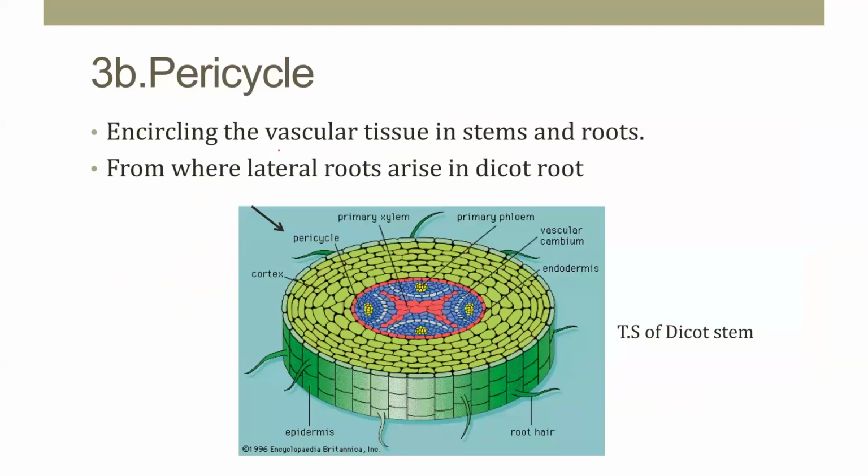The pericycle encircles the vascular tissue in the stem and roots, and from the pericycle the lateral roots develop in the dicot root. The cortex is followed by the endodermis. The endodermis is a single layer made up of parenchymatous cells, and they store albuminous starch. Next is the pericycle, which encircles the vascular tissues in the stem and roots. The main function of this pericycle is that lateral roots develop from it.